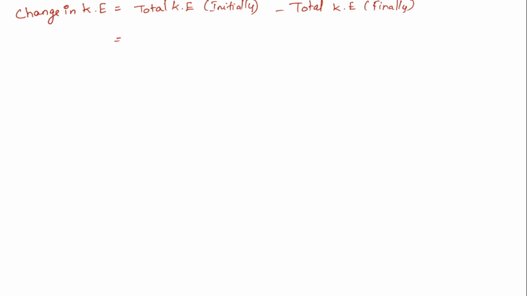So we have kinetic energy only in ball A, and that is half into m into u square, because the mass is the same and the initial velocity is u. Put a minus sign, and we have kinetic energy for two terms. The kinetic energy for the first ball is half into m into, instead of u, we write v square, because it is the final velocity. Similarly, half into m into v1 square for the second ball.